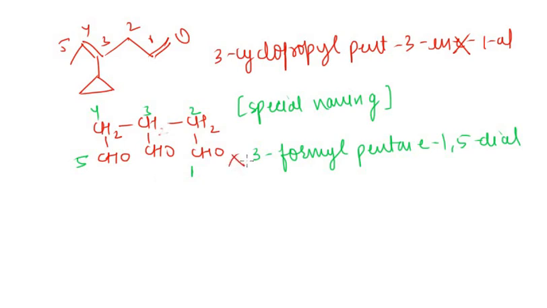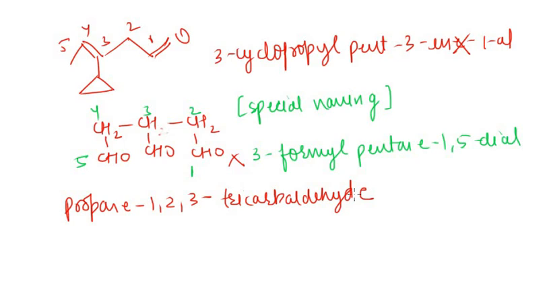How you will be naming that? Whenever it is symmetrical, whenever you have 2 carbon, then you can name. But if it is symmetrical and crossing more than 3 carbon, 4 carbon, and 5 carbon, so you will be naming it like propane 1, 2, 3 tricarbaldehyde. So the special name we have seen, this is the carbaldehyde of that aldehyde group, carbaldehyde.